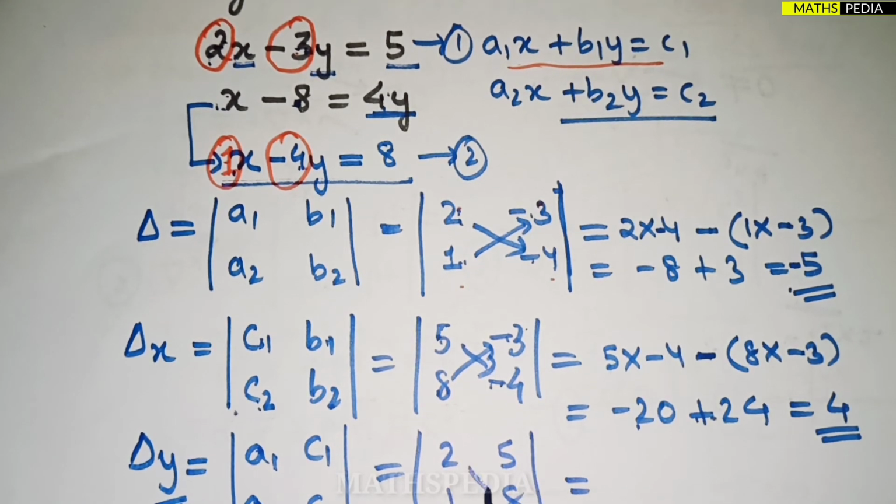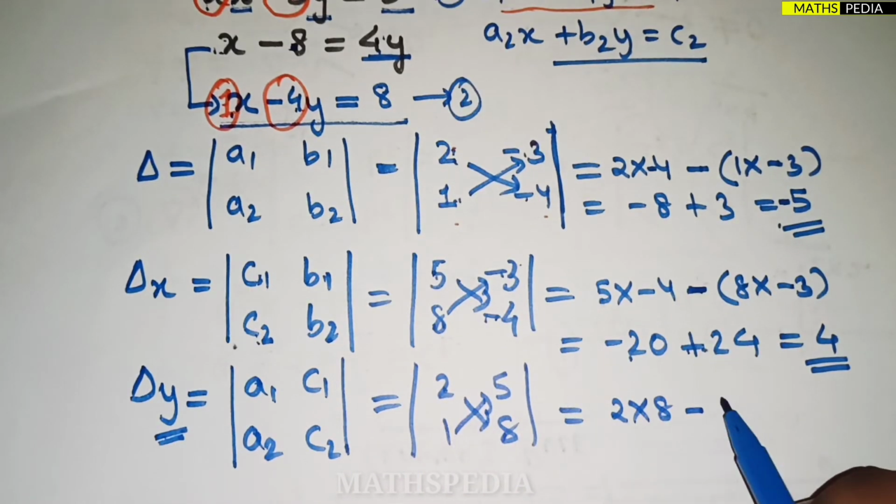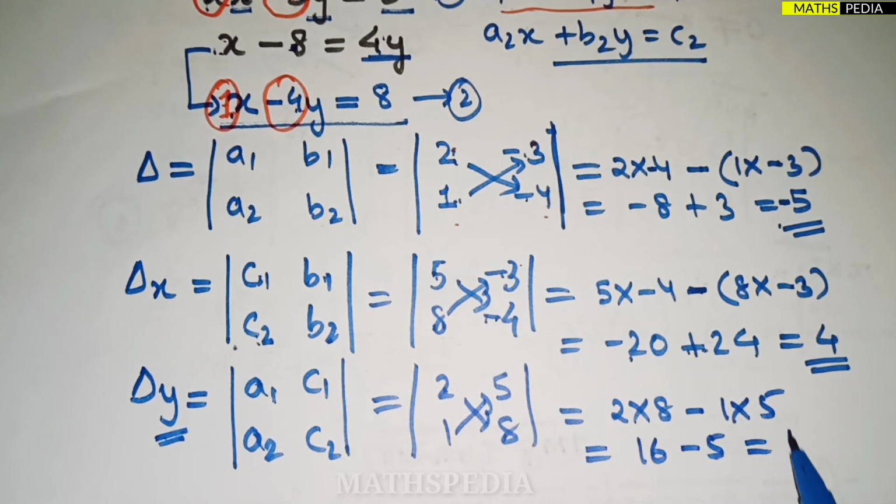So just find it out, cross multiply top to bottom first. So 2 into 8 minus 1 into 5. So this will be 16 minus 5, which is equal to 11. So I found all the values.